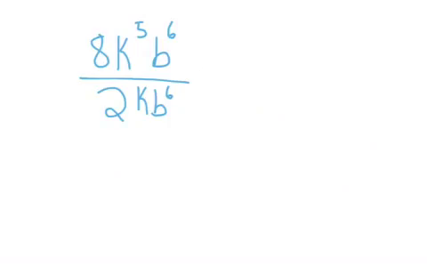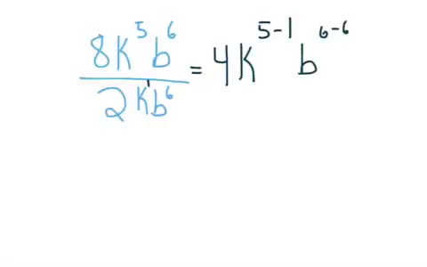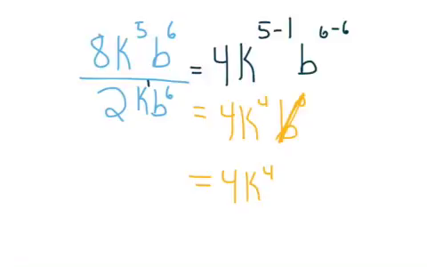Same thing. Let's try this one. 8 divided by 2, because remember you actually perform this operation with your coefficients. So 8 divided by 2 is 4. Then I have k to the 5 minus 1. Remember, if you don't see an exponent, put a 1 in. And you have b to the 6 minus 6. b to the 6 minus 6 is 0, and remember, anything to the 0 power is just 1, so they cancel out. So your final answer would be 4k to the 4th.